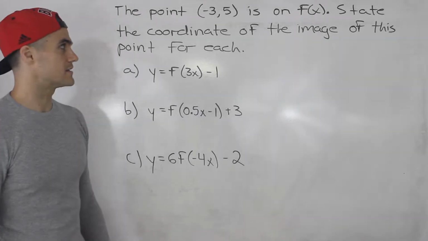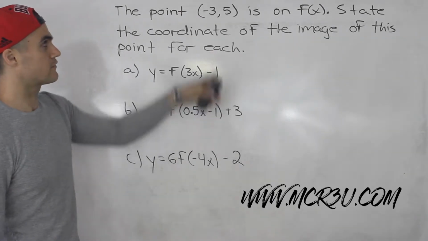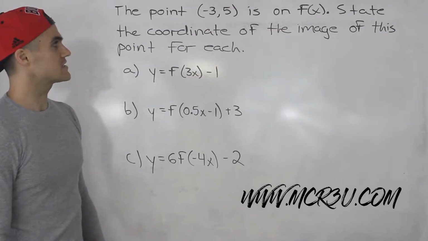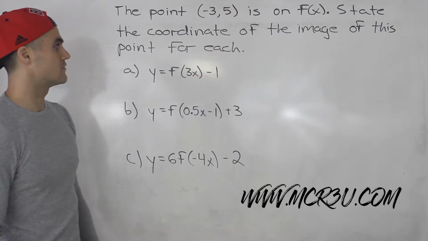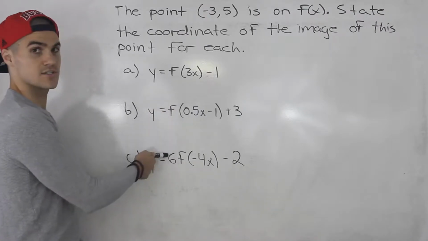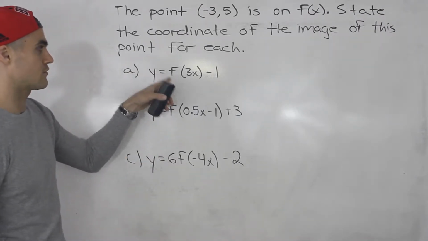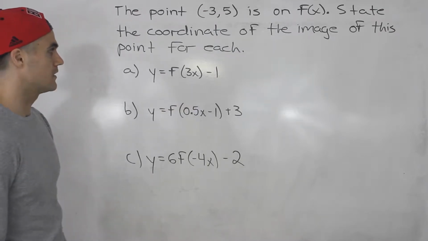Welcome back, guys. In this question, we're given a point (-3, 5) on a function f(x), and we have to state the coordinate of the image of this point for each of these transformations. So starting with part A, we've got y = f(3x - 1).